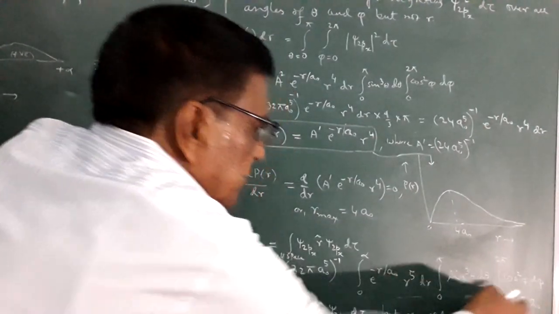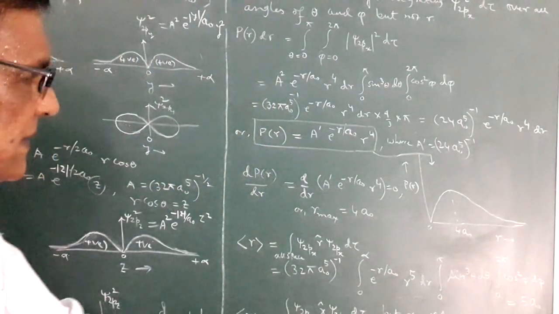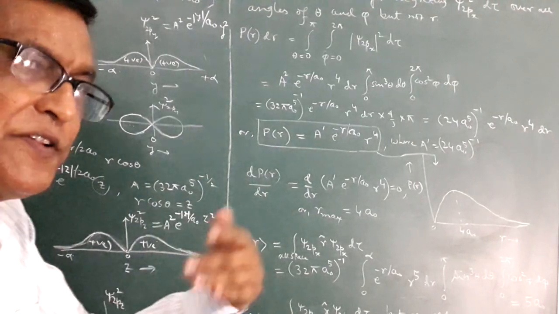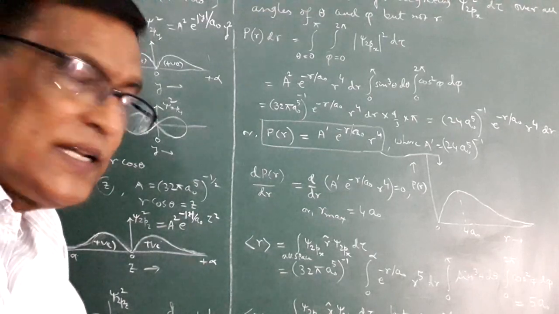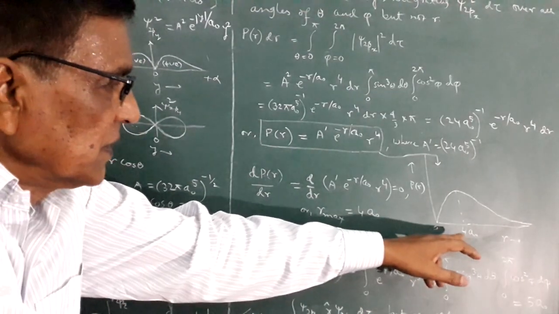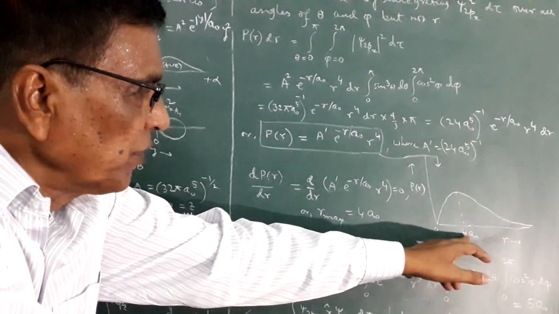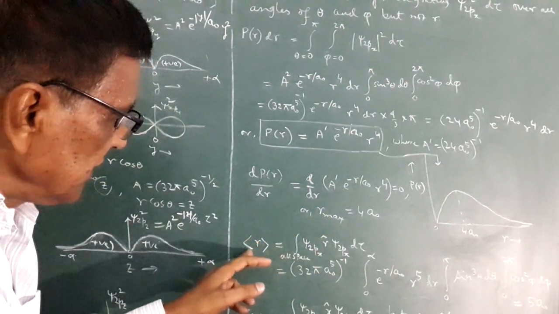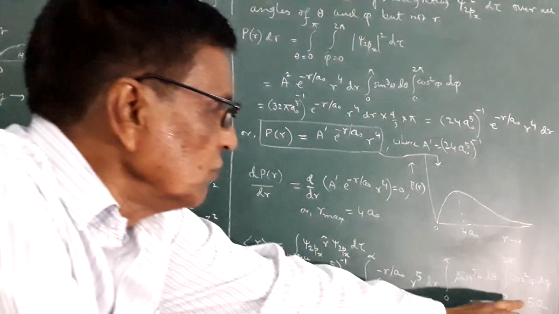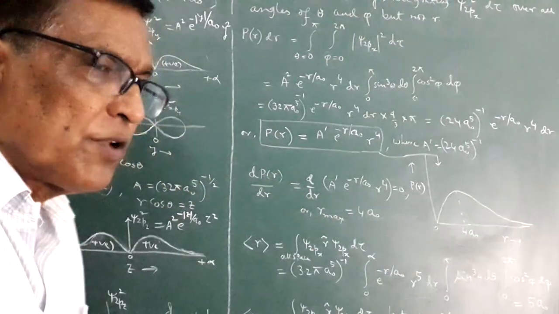This definitely proves that there is a definite chance for this electron to be found in a spherical shell of radius beyond 4 a naught, since the average distance, equal to 5 a naught, is greater than 4 a naught.